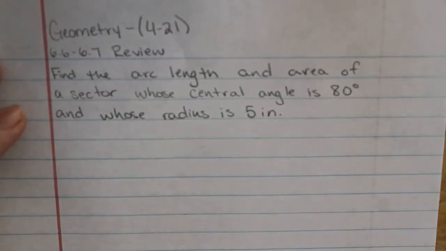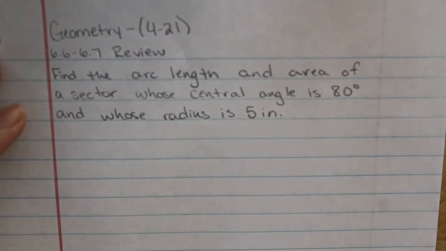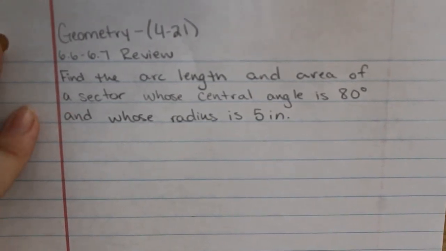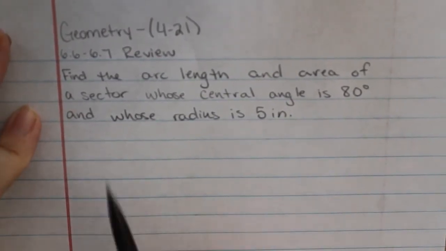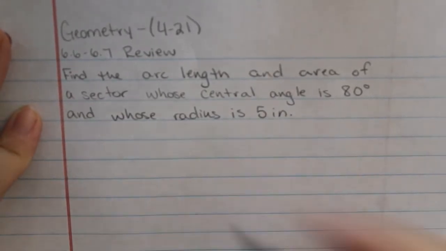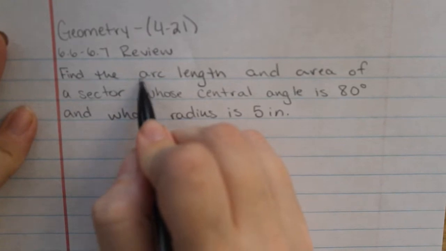Okay, I'm gonna take this time today to review arc length and area of sectors. I'm gonna just use one problem for these because that's all I'm gonna give you today. So I'm gonna show you how to set this up. It gives us the central angle and it gives us the radius. So I'm gonna start by finding arc length.